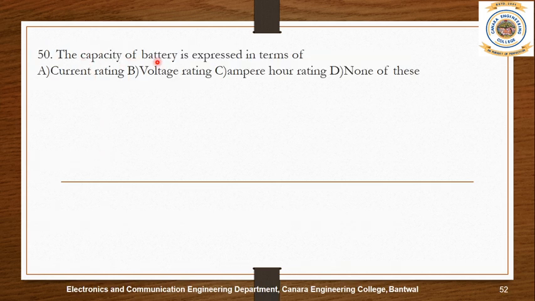The capacity of the battery is expressed in terms of current rating, voltage rating, ampere hour rating, none of this. So capacity of the battery is always expressed in terms of ampere hour rating. So ampere hour rating is the right answer.